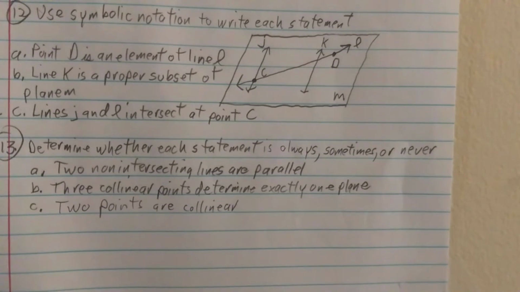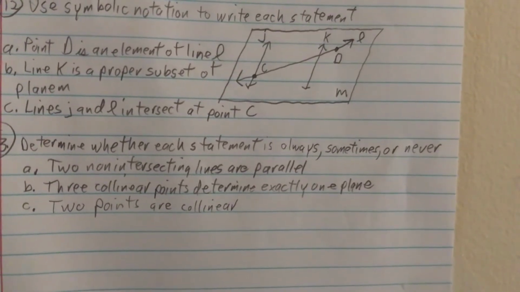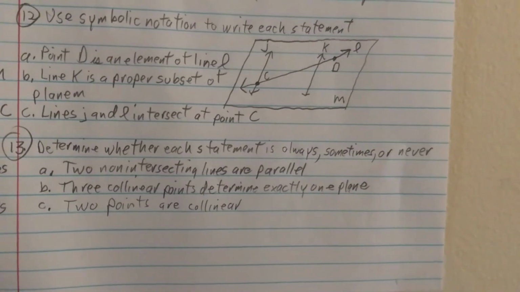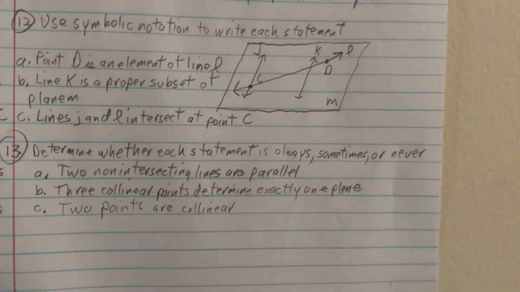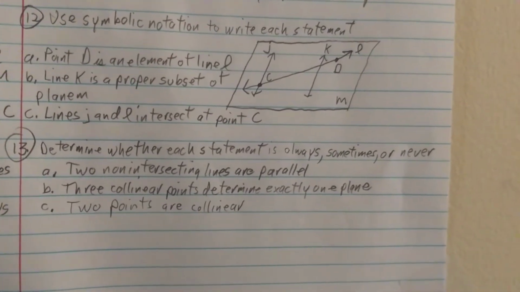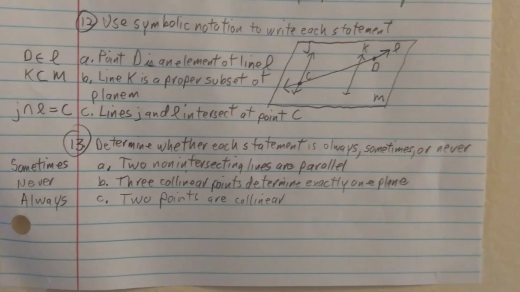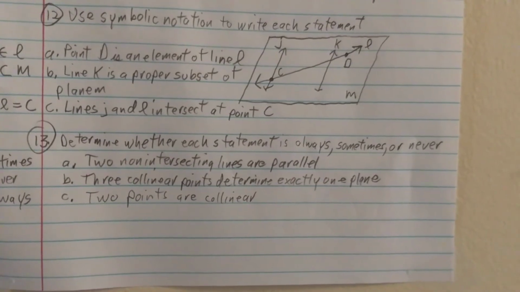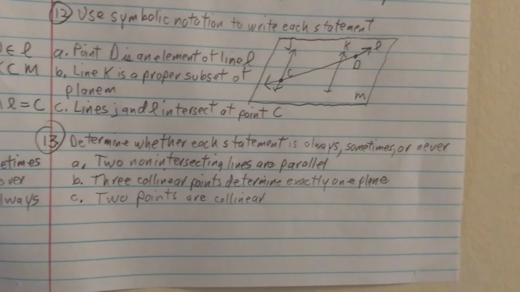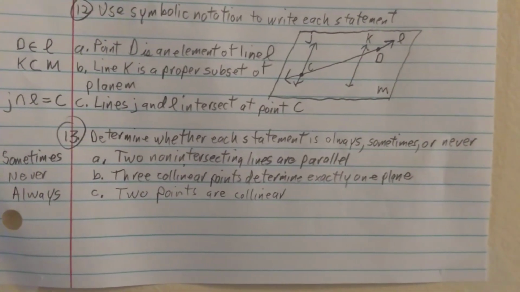So part B, 3 collinear points determine exactly one plane. That's not true. We need 3 non-collinear points, 2 points on a line and 1 point off to make a plane. That's a postulate. So that's a never. And then for part C, 2 points are collinear, that's always true. So that would be an always. We can always make a line through 2 points.